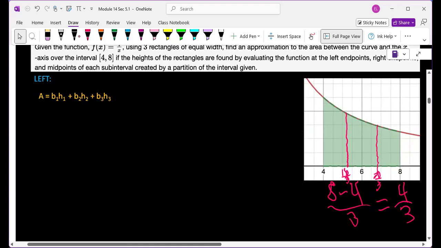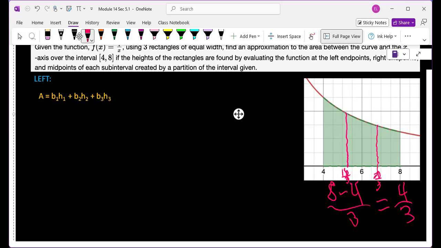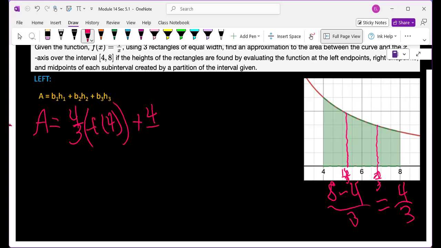So area of a rectangle is base times the height. We know all the bases, like we're specifically forcing all the widths to be the same width. And we're making that 4/3 in this case. So our area here, come on. 4/3 times, on the left, we're going to use the left function value. So for the first rectangle, that's f of 4. We have f of 16/3.